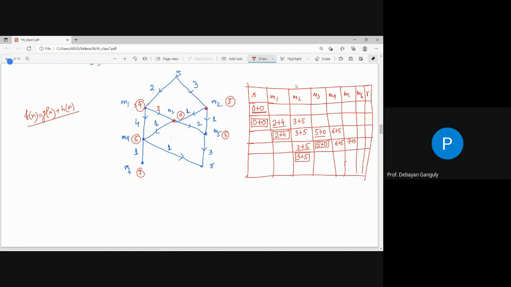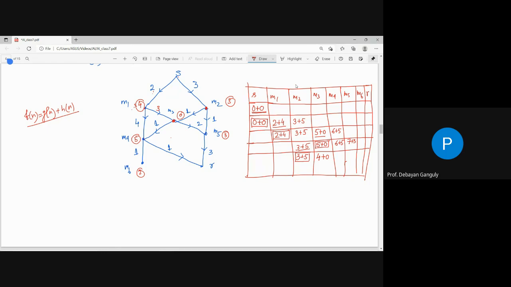But in case of A star algorithm, M3 is with cost 5 plus 0. But if I'm selecting M2, from M2, the cost is 3, and between M2 and M3, the cost is 1. That means 4, and the heuristic is 0, that means 4 plus 0. And 4 plus 0 is less than 5 plus 0, so I can modify this and put it as 4 plus 0. That cannot be possible in uniform cost algorithm.